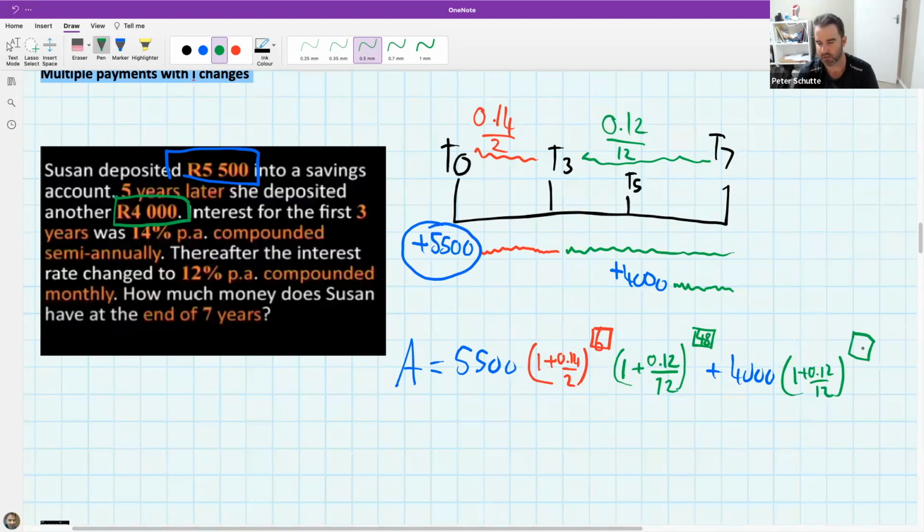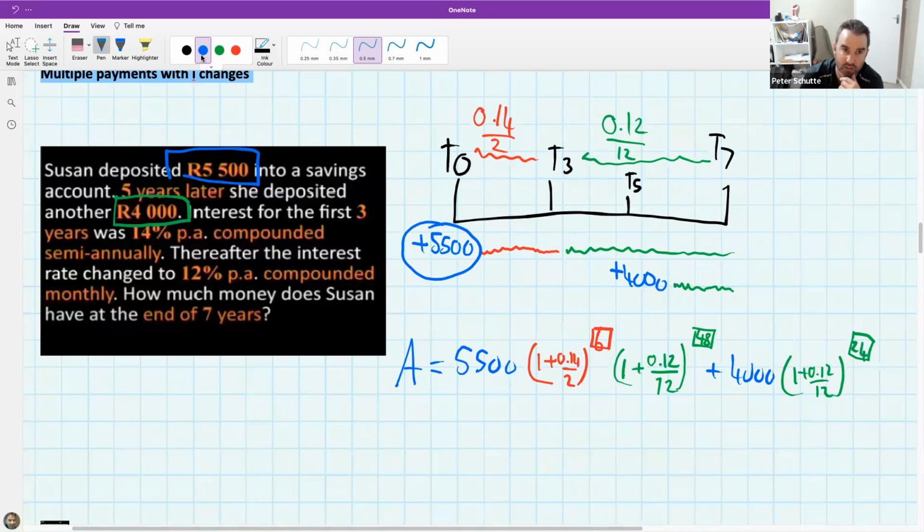Now, what about how long does the 4,000 have to grow? In terms of the interest periods, you don't want to be in years here. You want to be in months because the interest rate is in months and they have to match. So what's the last green block going to be? So Emmanuel says 12 times 2. So from T5 to T7 is 2 years, and 2 years has 2 lots of 12 months. So you would get 24.